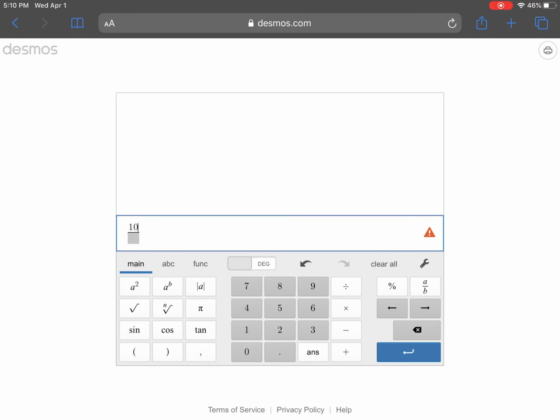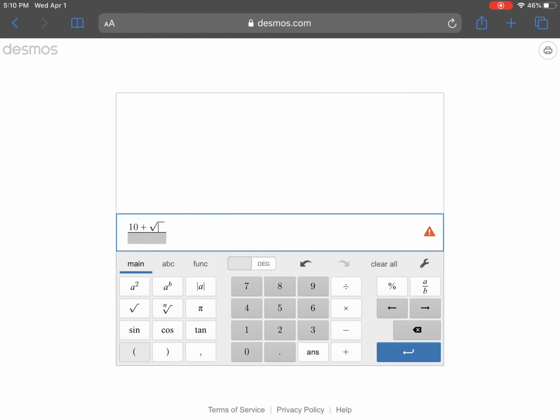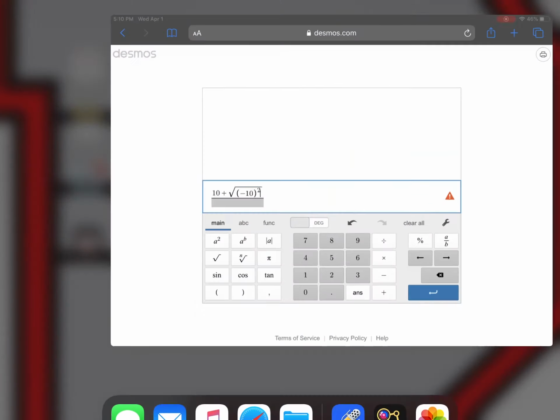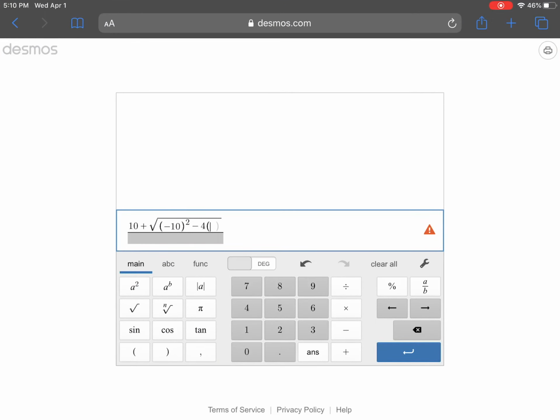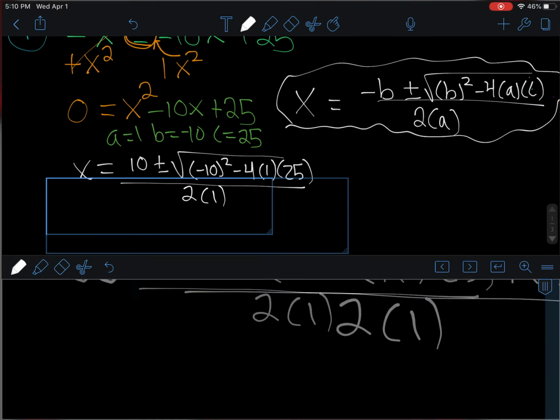So it'll be 10 plus the square root of negative 10 squared minus 4 times 25 times, what was my, oh wait, my a was 1. Sorry, I'm kind of doing that out of order for AC. Actually, it doesn't matter in the long run, but whatever. Over 2 times my a, which is 1. And as you can see, I get an answer as 5 is one of them. So one of my answers is x equals 5.